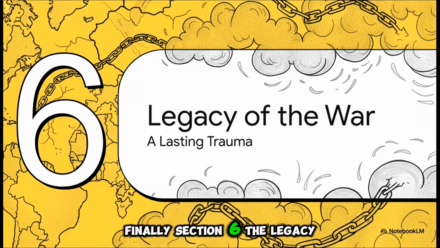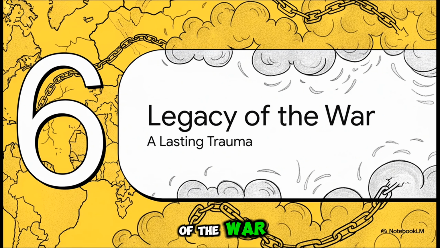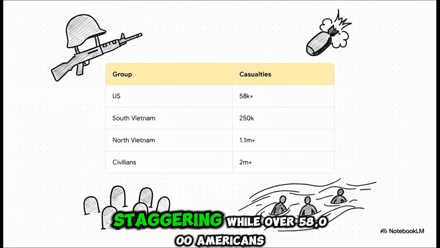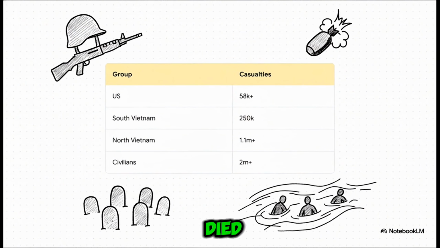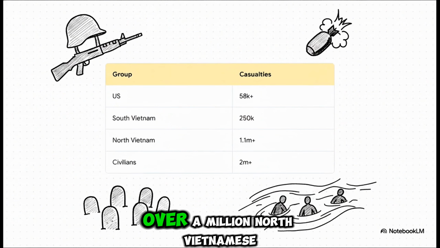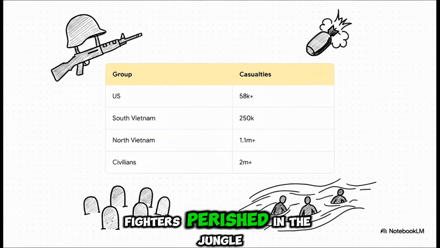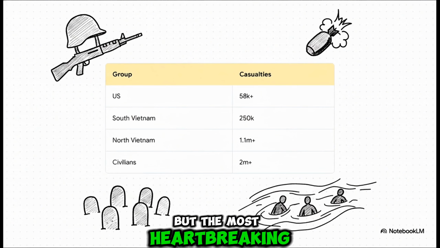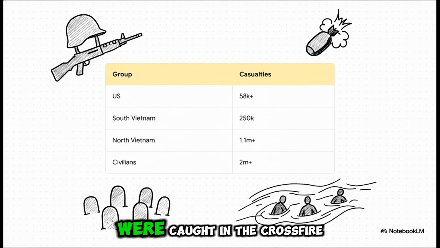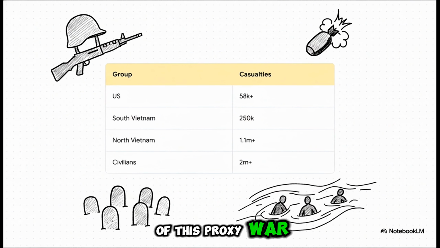Finally, Section 6, the legacy of the war. The lasting trauma. When you actually look at the raw data, the human loss of this conflict is absolutely staggering. While over 58,000 Americans died, the devastation in Southeast Asia was practically apocalyptic. Over 1 million North Vietnamese and Viet Cong fighters perished in the jungle. But the most heartbreaking stat of all has to be the civilian toll. Over 2 million innocent civilians were caught in the crossfire of this proxy war, losing their lives to bombings, crossfire, and the complete destruction of their homes and villages.